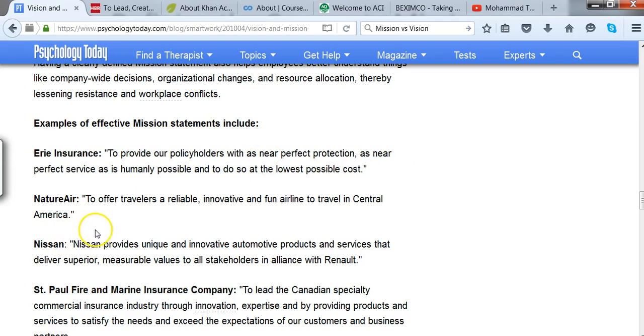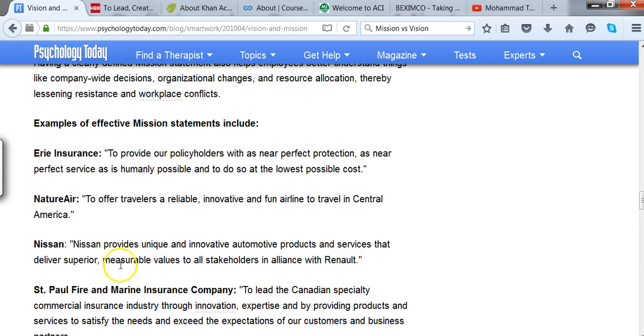And NatureAir, another organization, aims to offer travelers, so that's for whom they do it, a reliable, innovative, and fun airline. So what they do is provide an airline service. And how do they do it? Here you see the rest of the statement about how they do it.